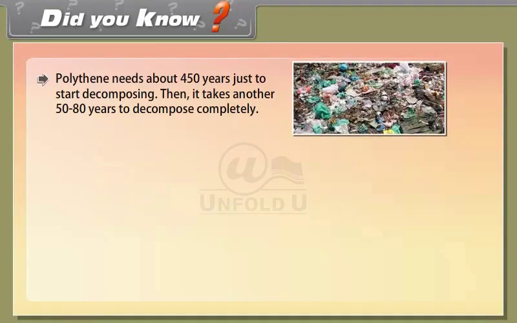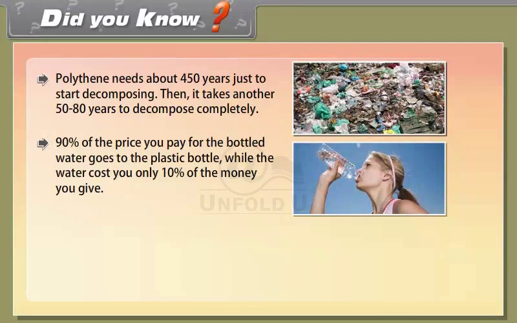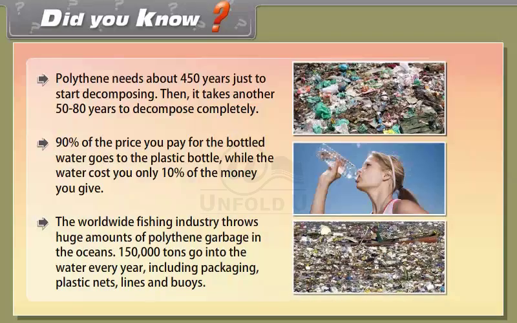Did you know? Polythene needs about 450 years just to start decomposing. Then it takes another 50 to 80 years to decompose completely. 90% of the price you pay for bottled water goes to the plastic bottle, while the water costs you only 10% of the money you give. The worldwide fishing industry throws huge amounts of polythene garbage in the oceans. 150,000 tons go into the water every year, including packaging, plastic nets, lines and buoys.